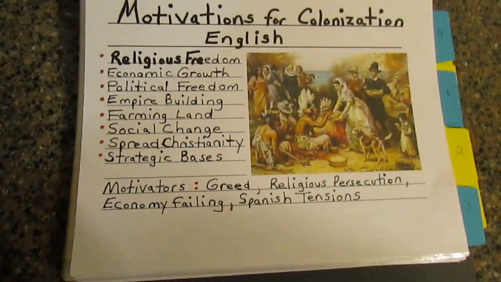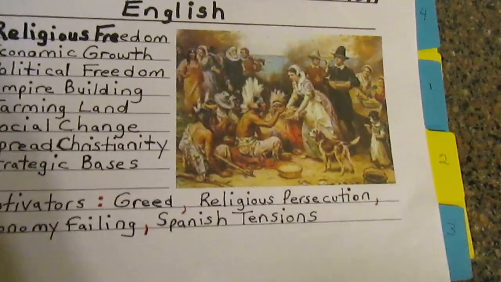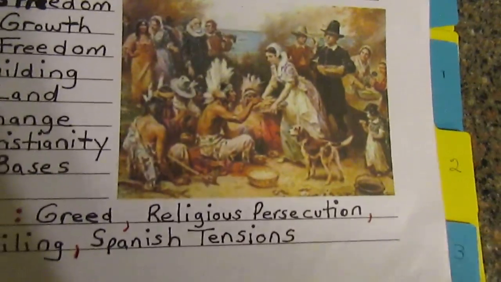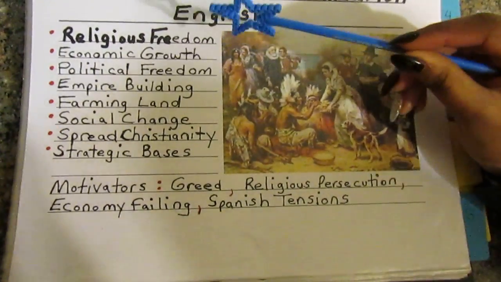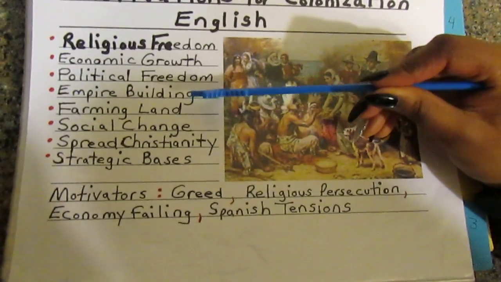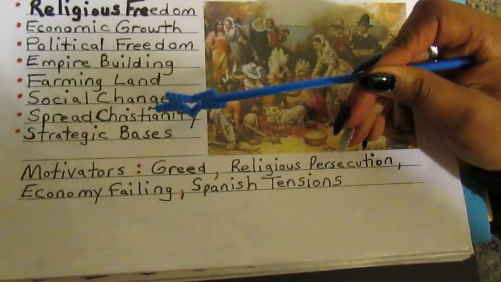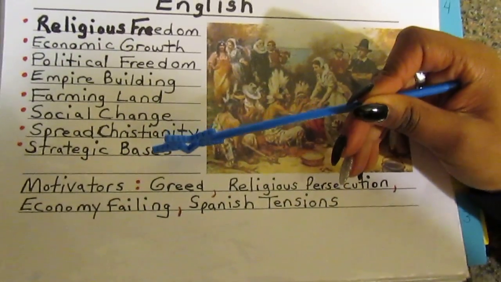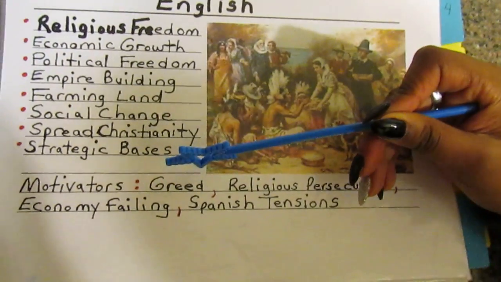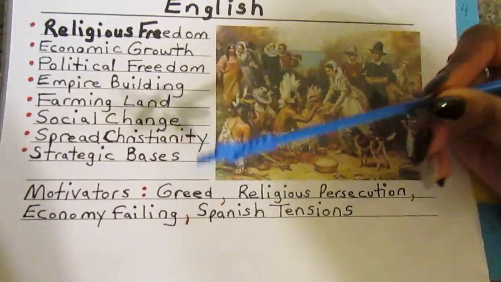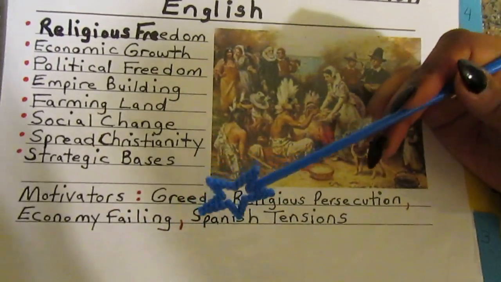First, with England's motivations for colonization. The English motivations for colonization were for religious freedoms, economic growth, political freedoms, empire building, farming land, social changes to spread Christianity, and strategic bases. The motivators for English colonization were greed, religious persecutions, the economy was failing, and Spanish tensions.